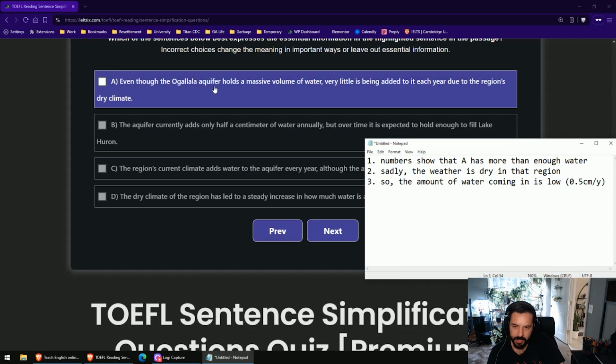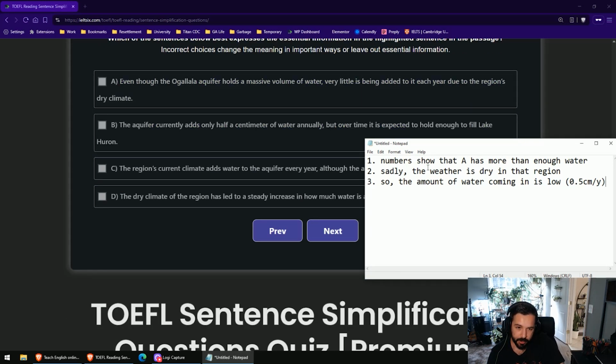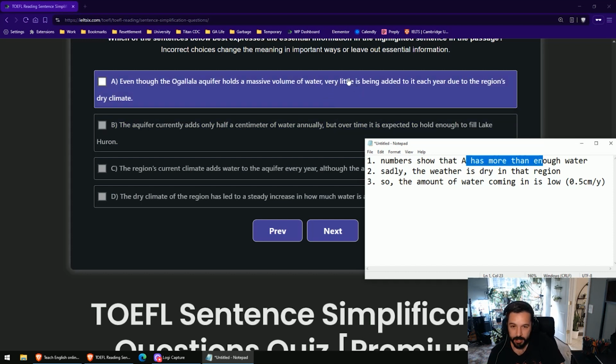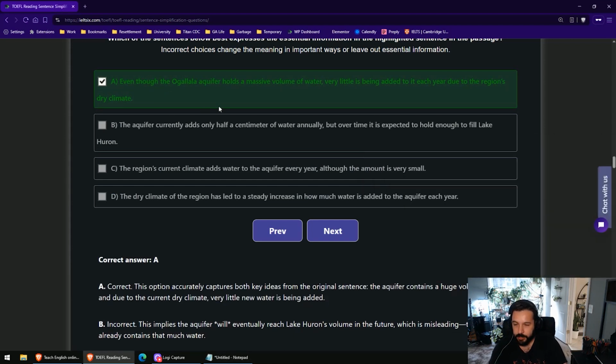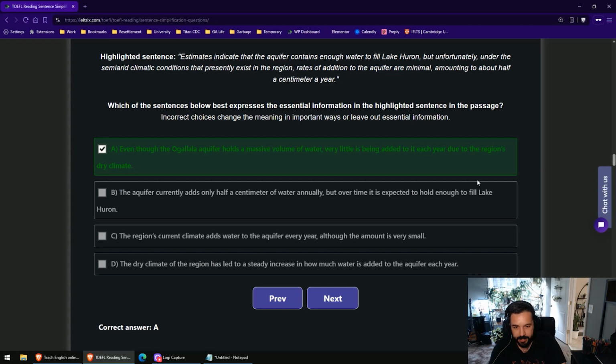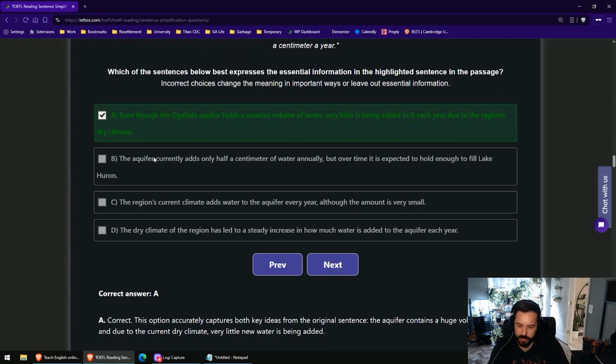Now, even though the aquifer holds a massive volume of water, I mean, yeah, it was a lot of water. Very little. You can pay attention, similar to the architecture one. Very little means it's an amount that is not enough. It's being added to it each year due to the region's dry climate. That actually sounds like a very good option. The aquifer currently adds only 0.5 centimeter of water annually, but over time, it is expected to hold enough to... No, it already has enough water. This is changing the whole idea. The region's current climate adds water to the aquifer every year.